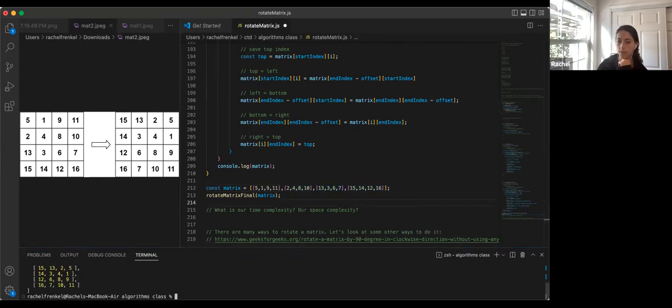And it does. That looks perfect. Okay. Any ideas on any questions? And then we'll go into complexity. Any questions? I know that's quite a lot.